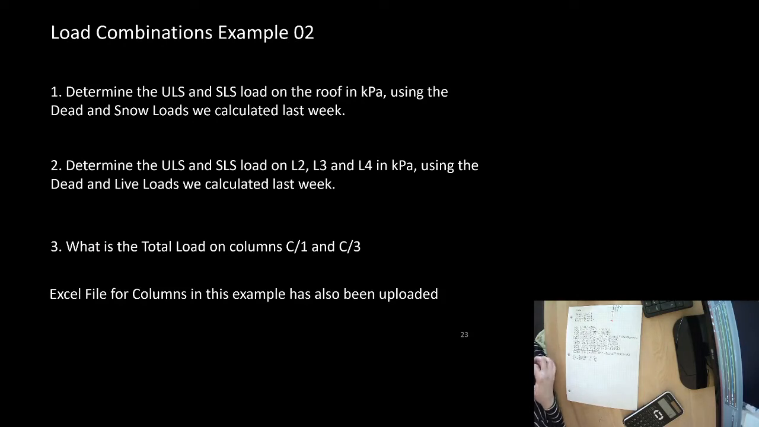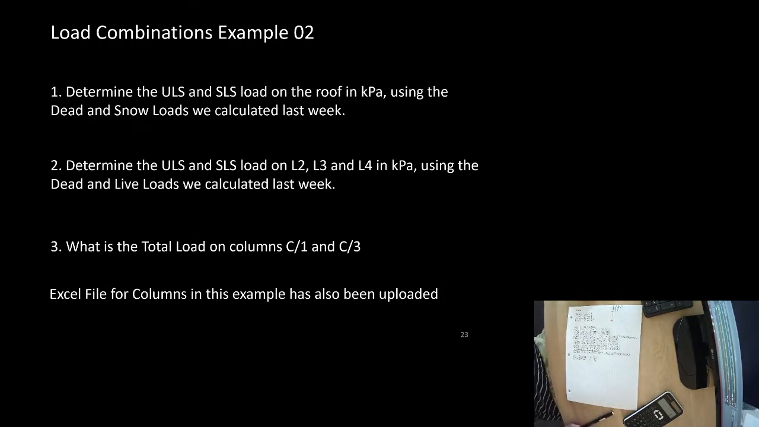Well, now we want to determine the ultimate limit states and serviceability limit states loads on the roof in kPa using the dead and snow loads we calculated last week. We want to determine the ultimate limit states and serviceability limit states loads on level 2, level 3, and level 4 in kPa using the dead and live loads we calculated last week. We want to know what the total load on the columns C1 and C3 are.